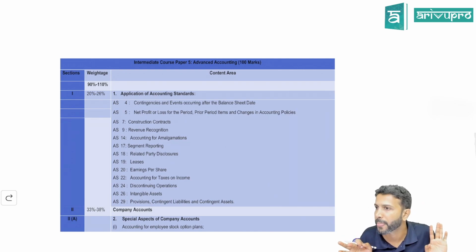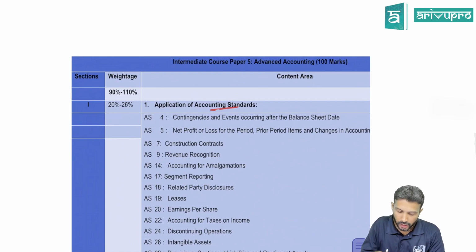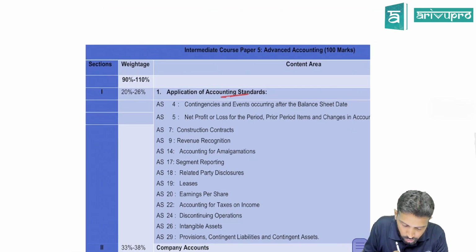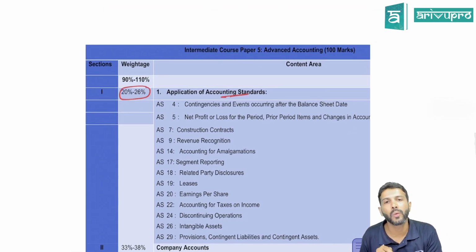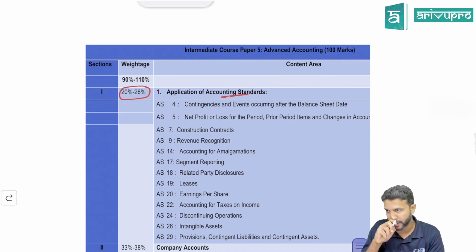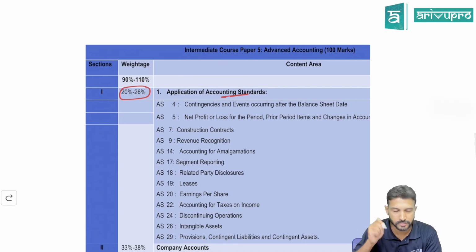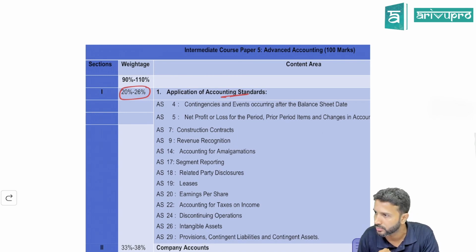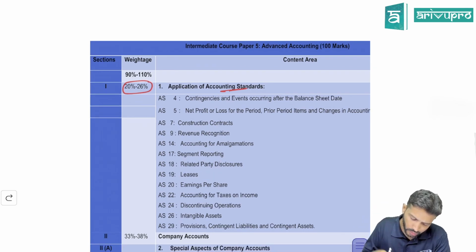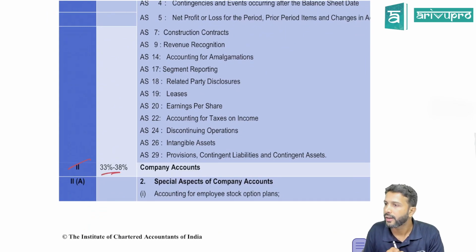Now, all the accounting standards put together account for, sir, weights, no? ICAI always gives it in a range. It's not a pakka number, it's a range. So 20 to 26% of your total marks in the examination will be coming from accounting standards alone. Then company accounts constitutes 33 to 38%.